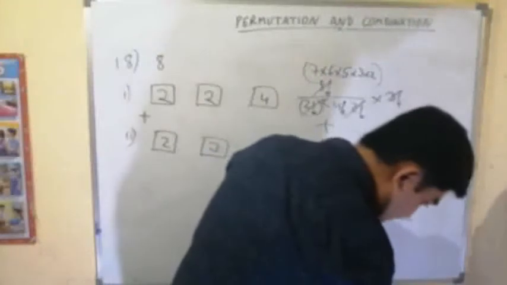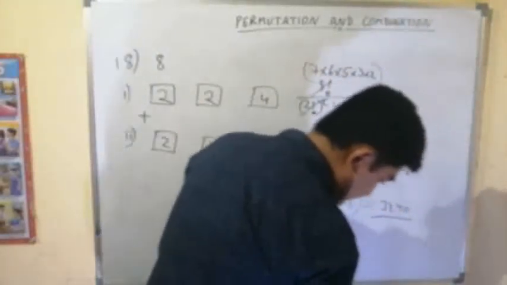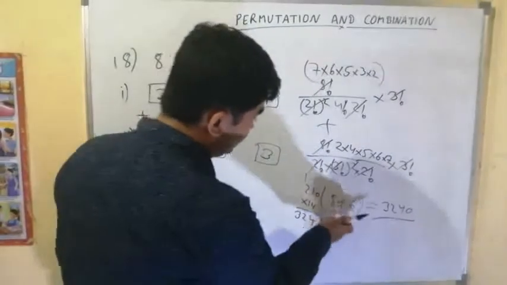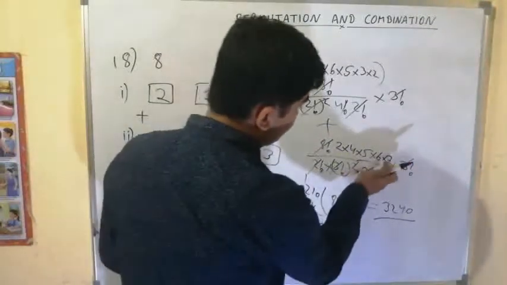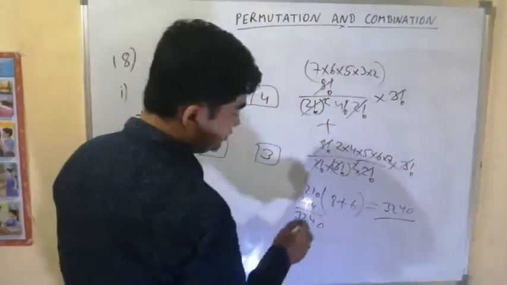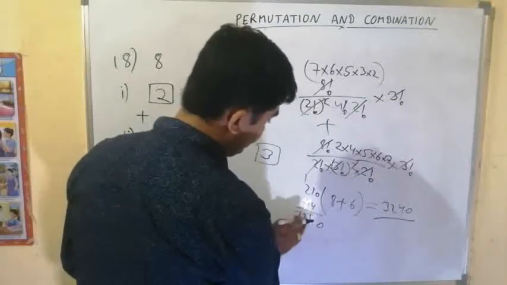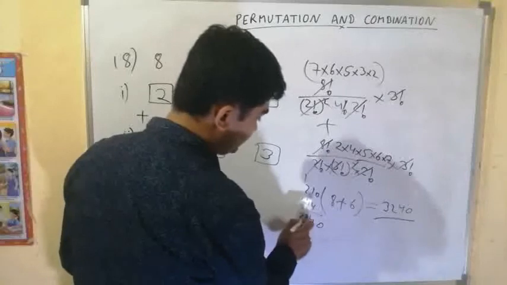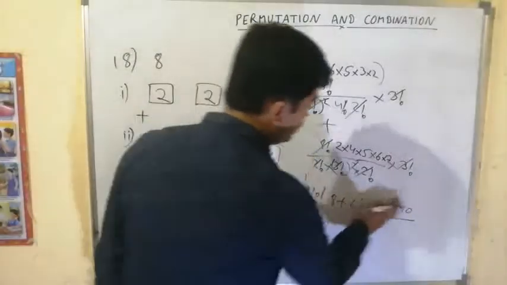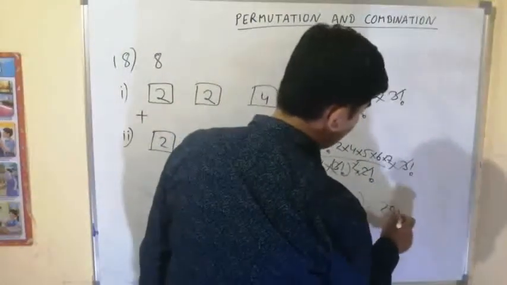So no option is matching this. Somewhere we have made a mistake in calculation. 210 into 14. 14 ones are 14, 28, 29 only, no? 1 is only carry on. So the answer is 2940. The answer is 2940.